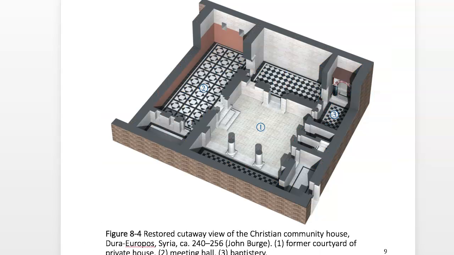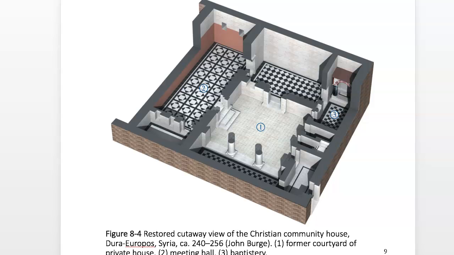There was also found in this location in Syria a house of worship, a Christian house that was also converted from a regular house, a dwelling. And then we have here the courtyard, the meeting hall, and the baptistry. So there were some murals that were part of this, but they have not survived very well in the baptistry.